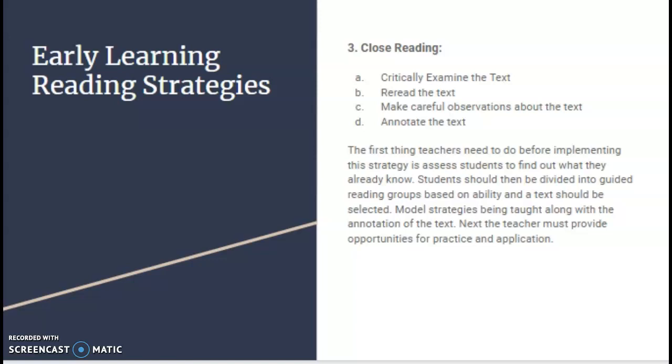So the first thing teachers need to do before implementing this strategy is assess students individually to find out what they already know. Students should then be divided into guided reading groups based on ability, and a text should be selected. Model the strategies being taught along with the annotation of the text. Next, the teacher must provide opportunities for practice and application.